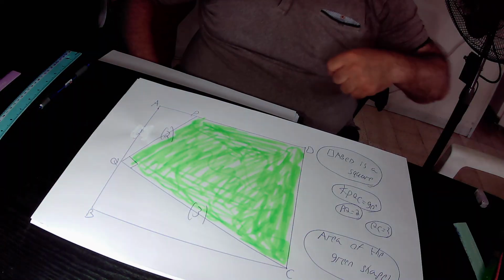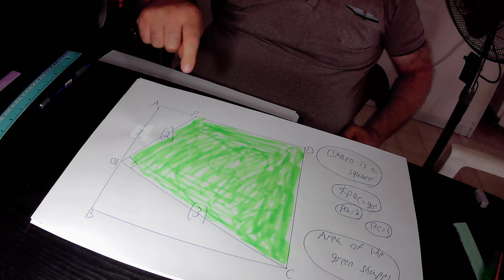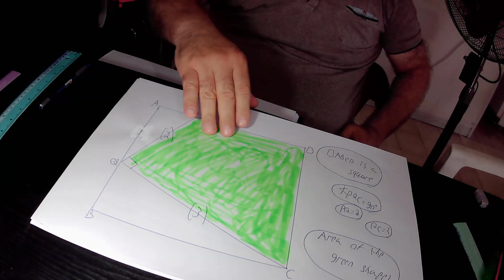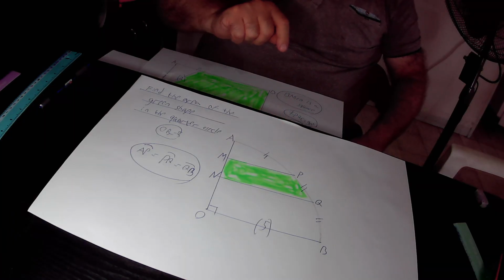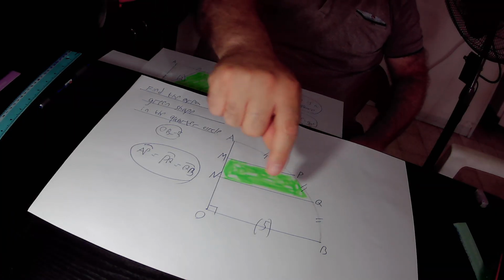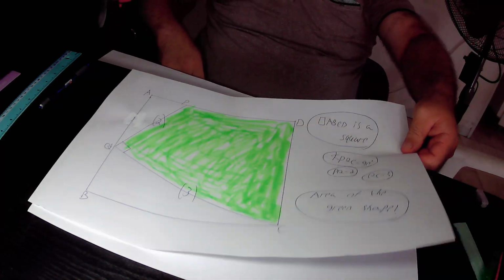Hello, in this lecture we'll answer two questions. In the first question, we'll find out the area of this green shape that is inside square ABCD. In the second question, we'll find out the area of this green shape that is inside quarter circle AOB. So let's start with the first question.